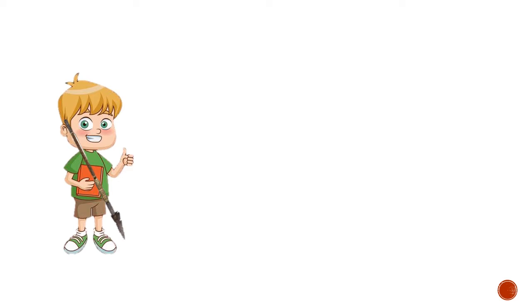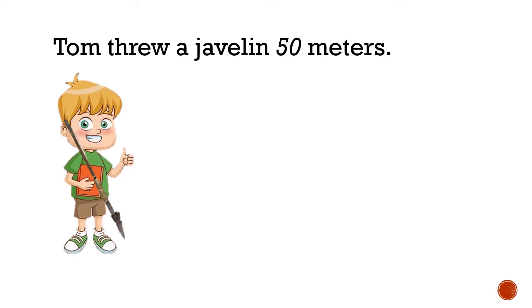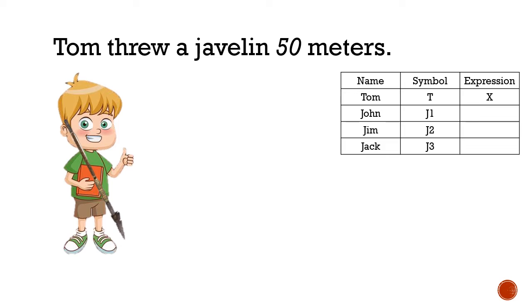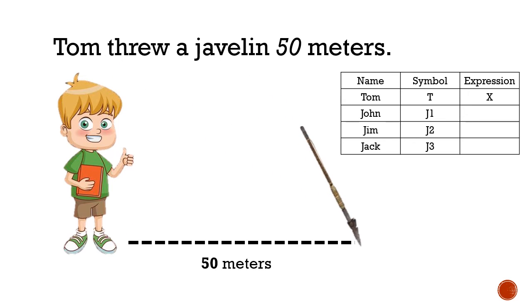Okay, we'll start with Tom. So Tom threw a javelin 50 meters. Take note, we already substitute 50 to x. We have a table again, the same table with Tom, John, Jim, which has the symbols P, J1, J2 and J3. The expression we have for Tom is x, and given that x is equal to 50 meters, our answer would be 50 meters.